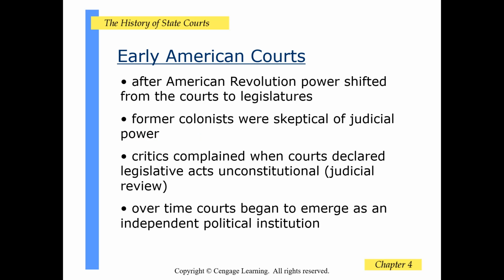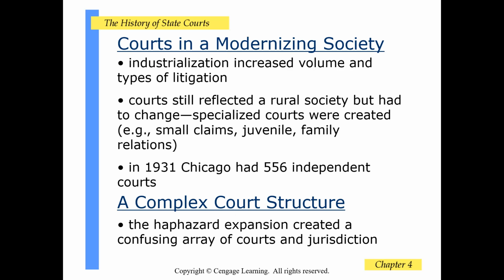Early American courts, after the American Revolution, showed that power shifted from the courts to the legislatures. Former colonists were skeptical of judicial power, and critics complained when courts declared legislative acts unconstitutional under judicial review. Over time, courts began to emerge as an independent political institution.